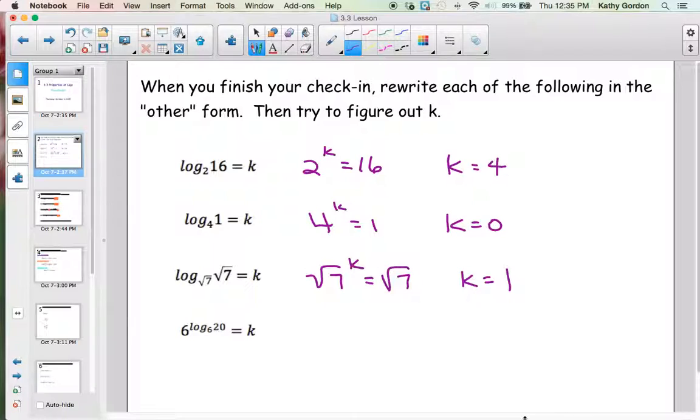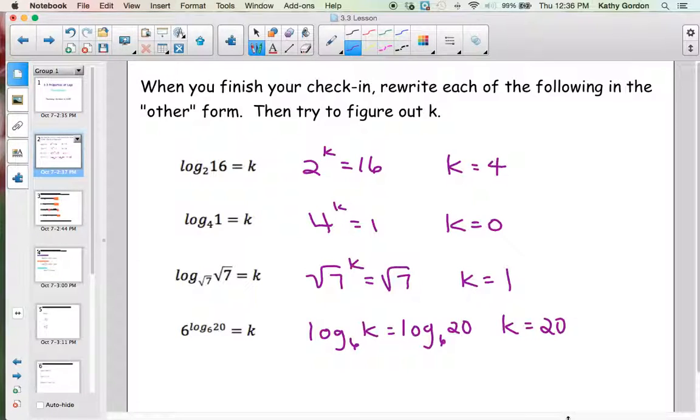Now, this one's a little different because technically I'm starting out in exponential form. So I want to write it into logarithmic form. So what's logarithmic form going to look like? Log base 6 of k equals log base 6 of 20. So what's k got to be in this case? 20. Oh, it's 6 to the power of log base 6. I thought it was 6 times log base 6. No. This is little and it's up there on top. That makes it an exponent.